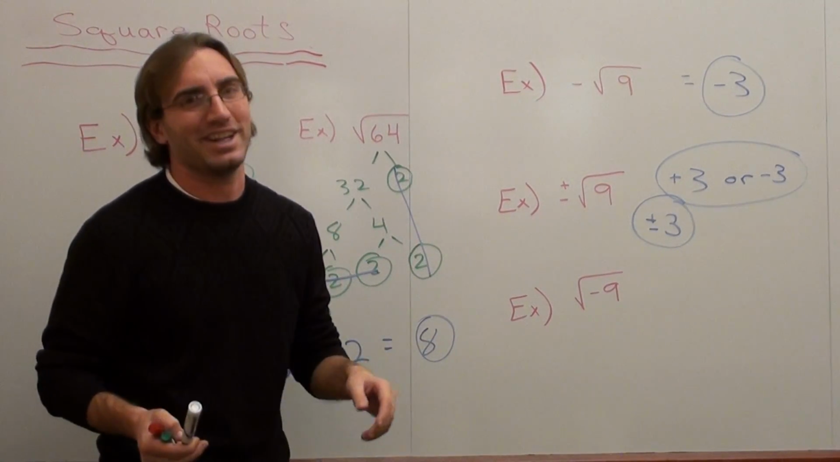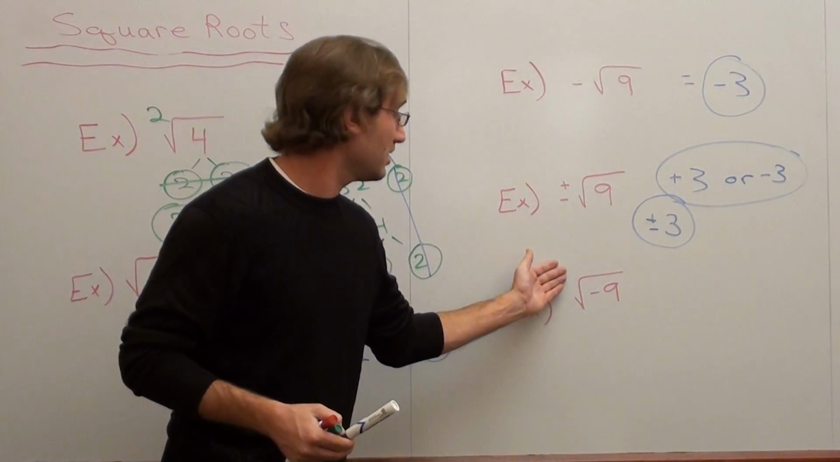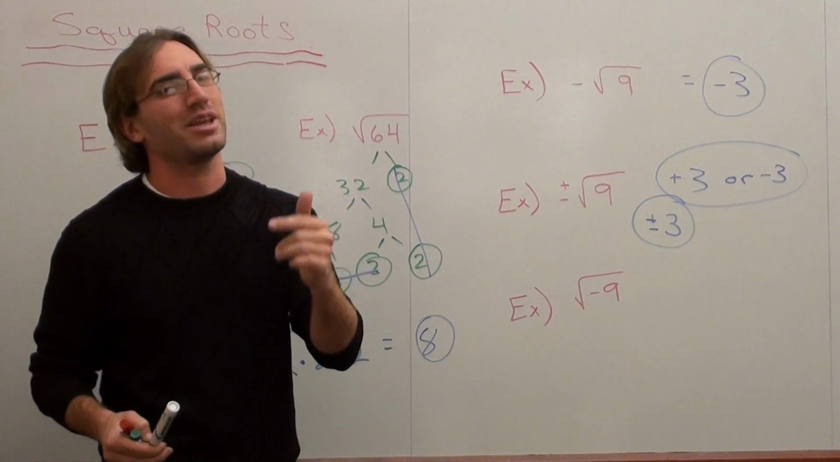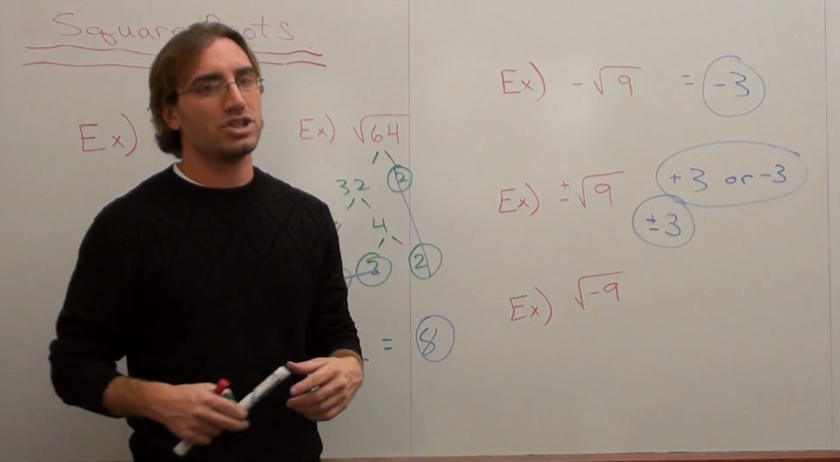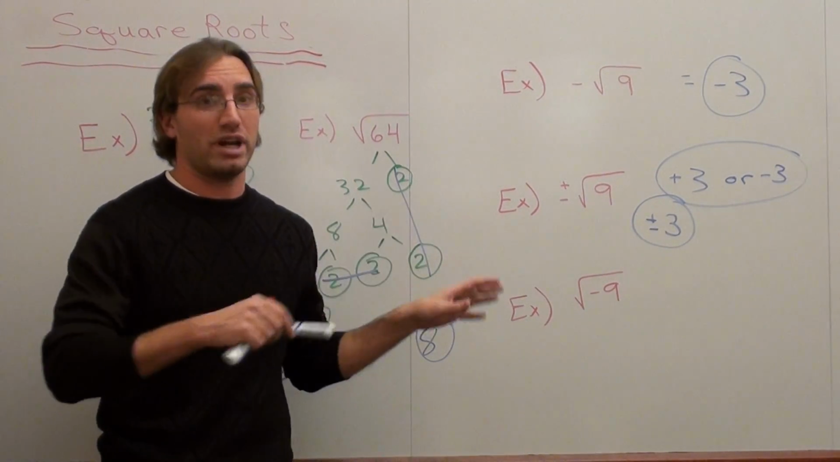What's 3? No, it's not. 3 times 3 is 9. It's not negative 9. Oh, then it's negative 3. Negative times a negative is a positive. It's not negative 9. You can actually do this problem. And I'll give you a treat. I'll show you how to do it.